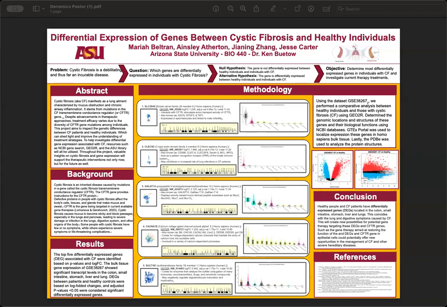This presentation will be over differential expression of genes between cystic fibrosis and healthy individuals. It was made and presented by Mariah, Ainsley, Jianing, and myself.